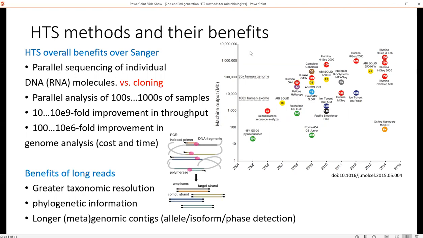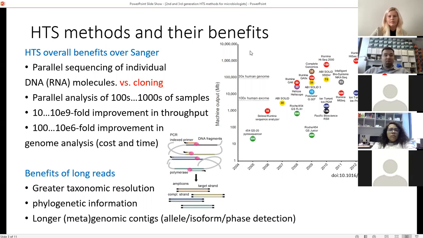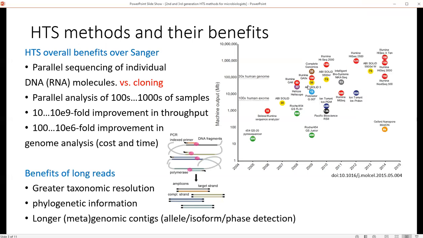High-throughput sequencing, since its beginning, has improved the throughput of all data by tenfold to nearly 1 billion fold. And it also includes 1,000 to 1 million fold improvement in the genome analysis in terms of cost and time. In the graph on the right, you will see the development of various high-throughput sequencing techniques by year, and on the y-axis you also see the output in terms of megabases of data. Now we have almost linearly moved on in the last 6 years.